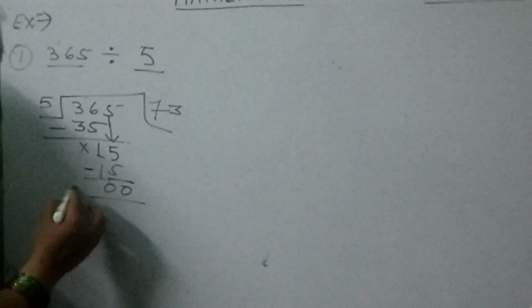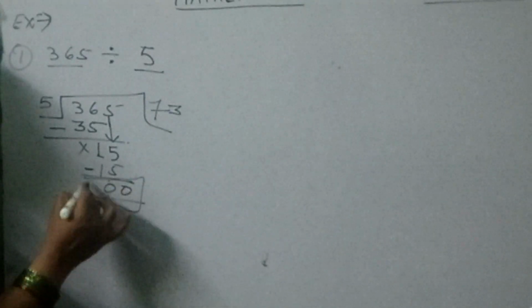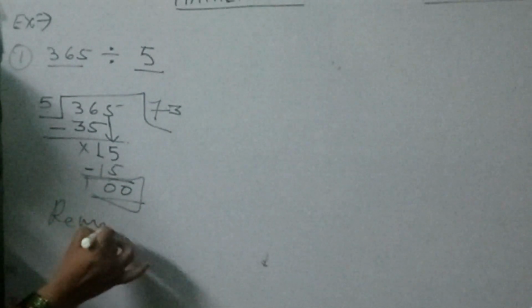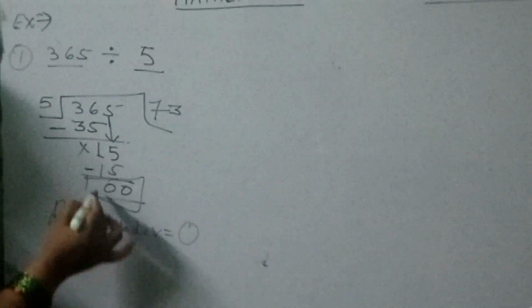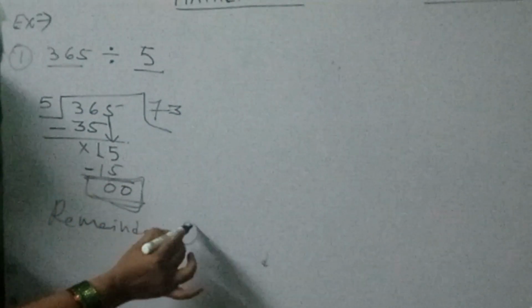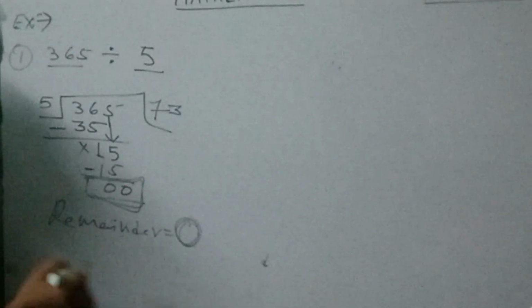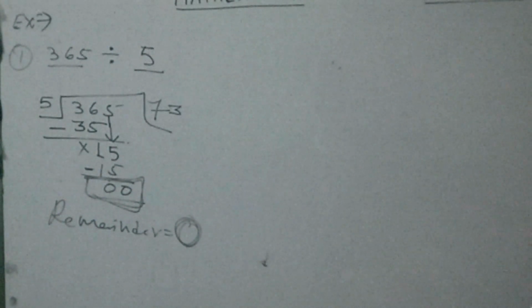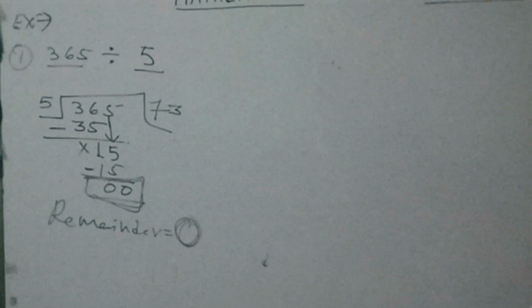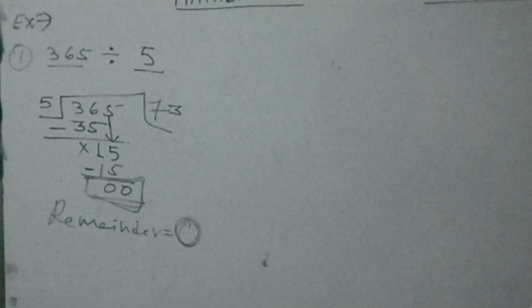Okay, the remainder is here. What is the remainder here? Remainder is 0. What is left down? Nothing. So the remainder is 0. In the same way we have to divide the number. Okay, one more example I will take, and that time the divisor is a 2-digit number.